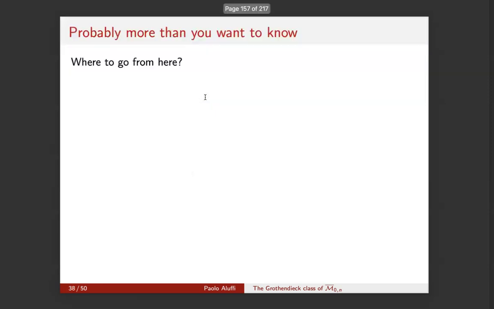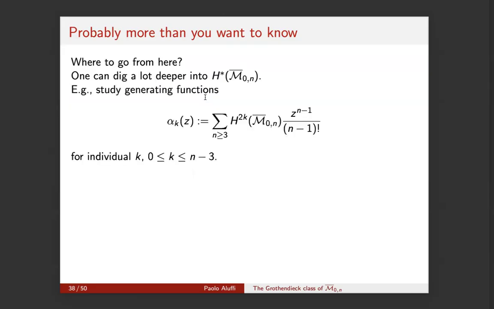Okay. Now, where to go from here? This is where I will cut it real short, but one can dig a lot deeper into this. Even numerically, for example, you could study the generating functions of the fixed Betti number. You think k, and then you want a generating function for the 2k Betti number of m0 n bar. And the natural thing to do is to put it in this form as a generating function.